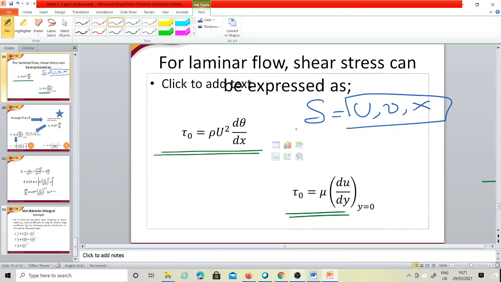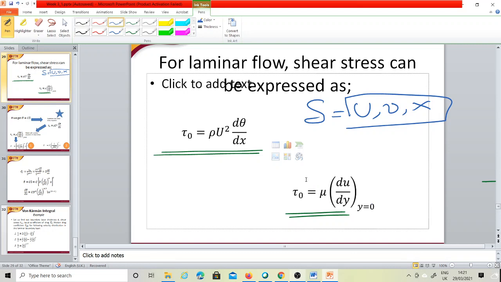It's very simple. What we need to do is use this concept that we have two different types of form. So here, if you know the theta, you differentiate with respect to x. If you know the u, you need to differentiate with respect to y at y equal to 0. Then you need to equate these two.